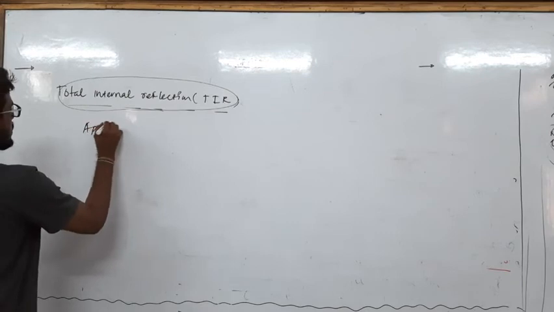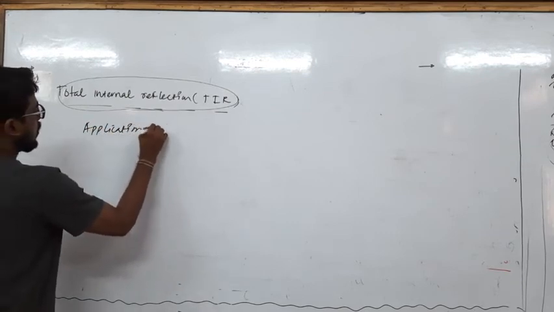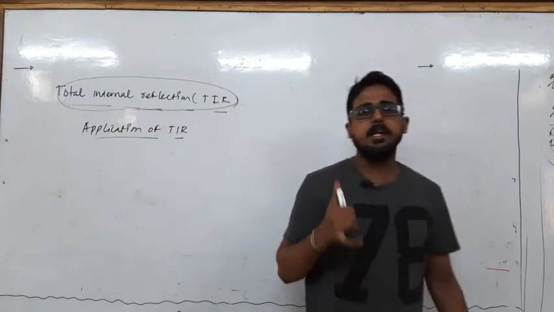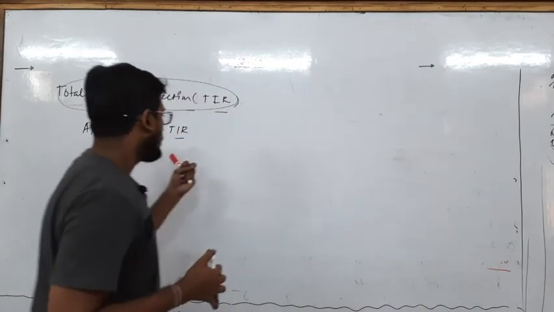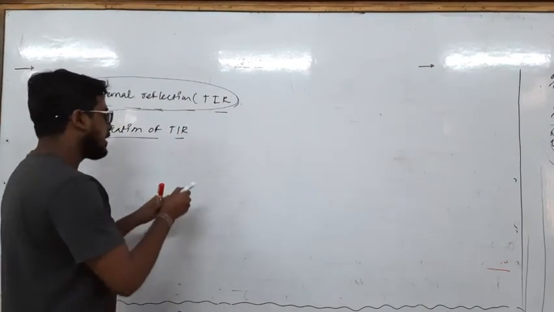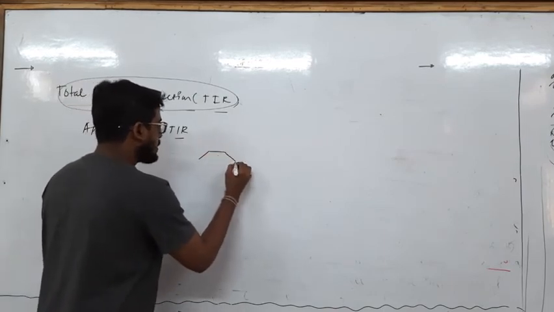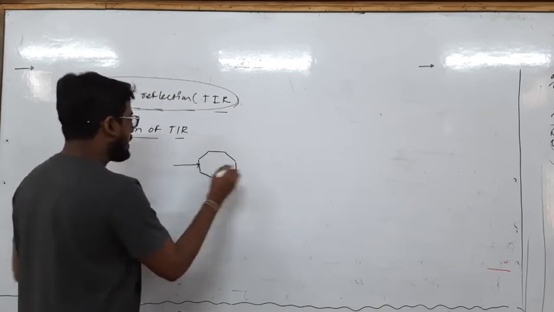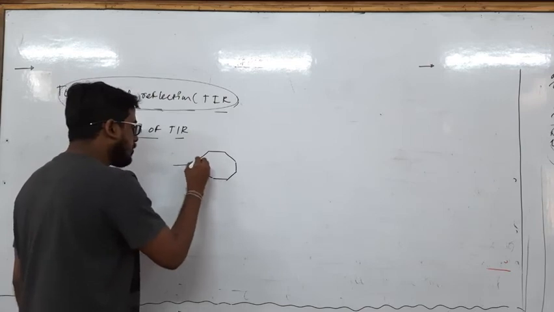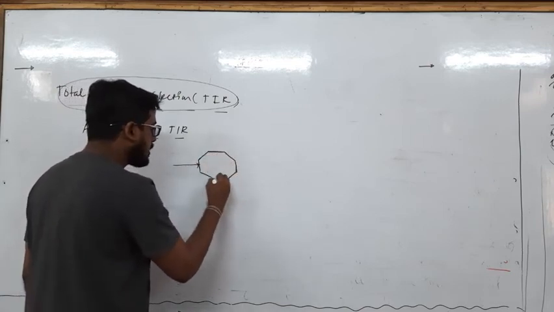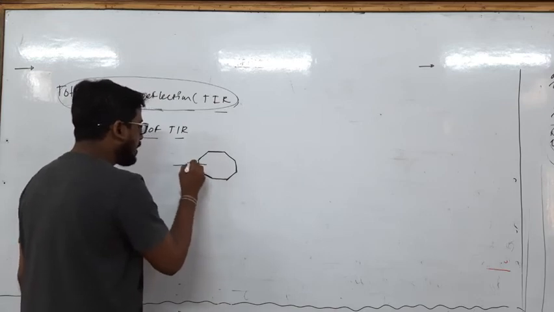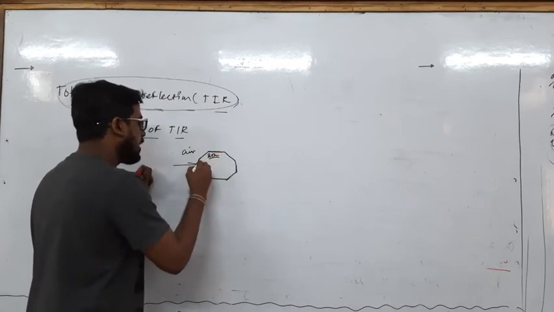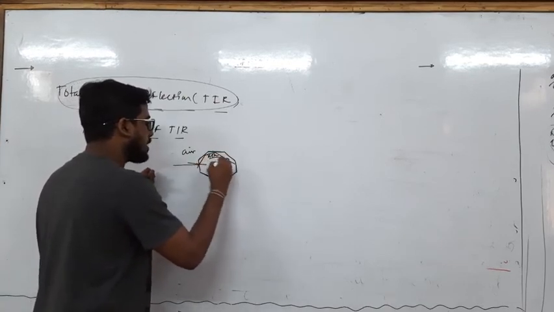Applications of TIR. What are the applications of TIR? First, the application of TIR is how a diamond shines. Generally a diamond is cut like this. When light enters it at any angle, if the light is incident from the surface of the diamond such that the angle of incidence is more than the critical angle for the air and diamond interface, then the light will be completely trapped within it and it will move like this.